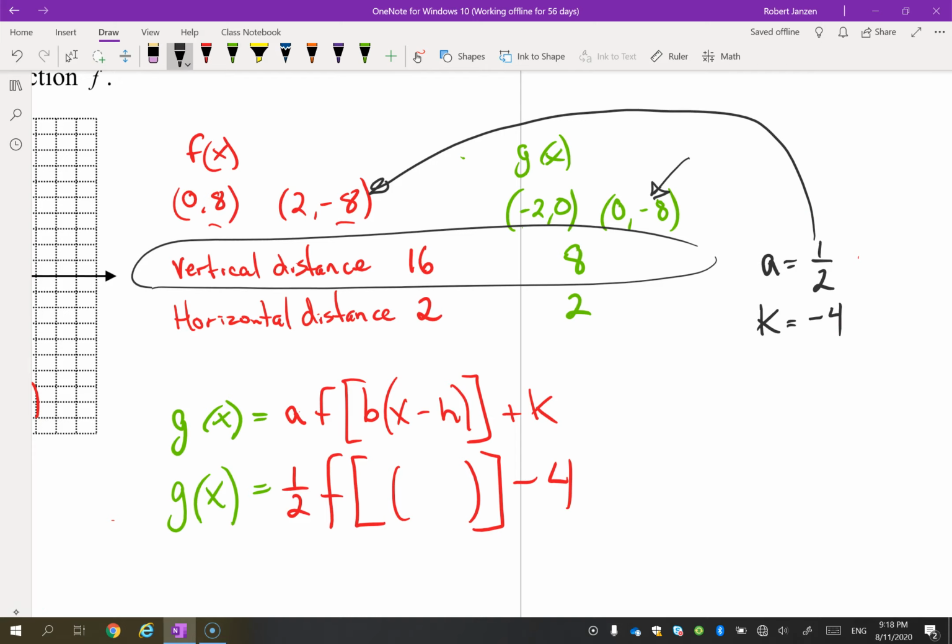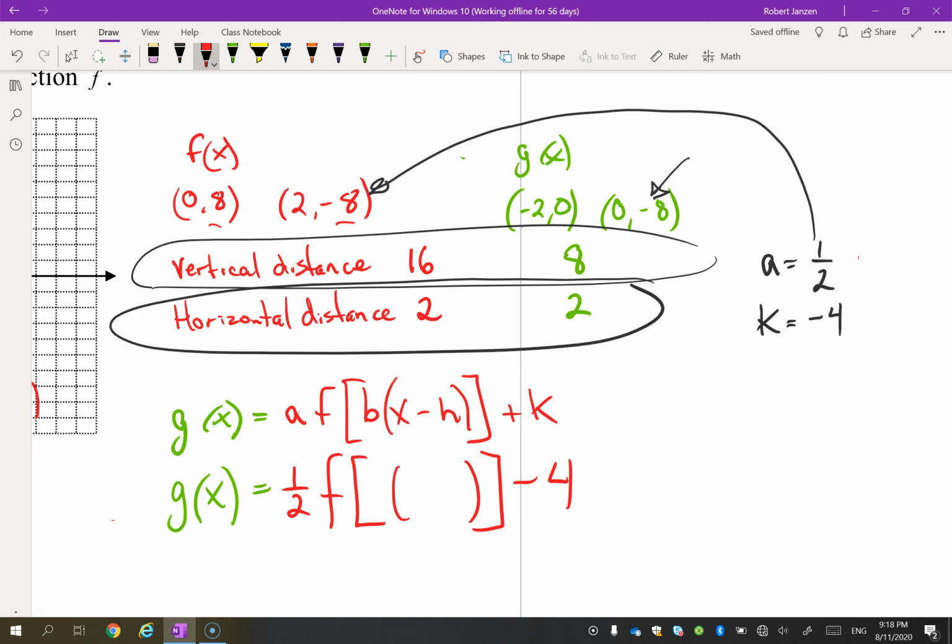Now let's look at the horizontal distance. The horizontal distance was 2, and then in g of x, it's 2. What does that tell you about the horizontal stretch or compression? That tells me that b must be 1. It has not been stretched or compressed. So I can put that there. Now I just have to figure out what h is.